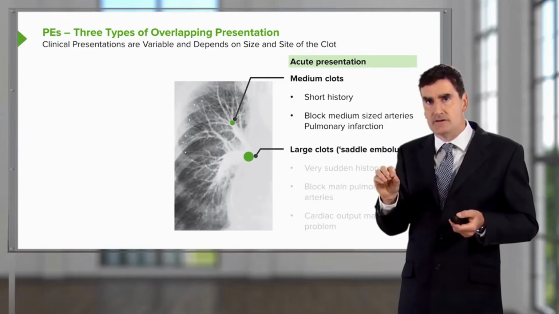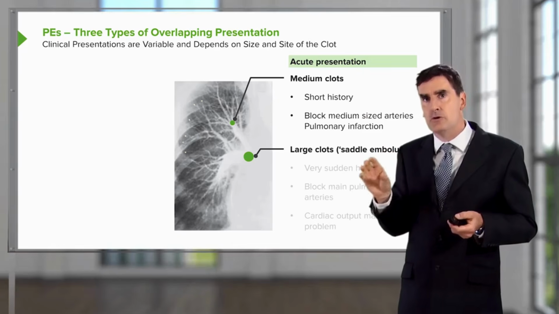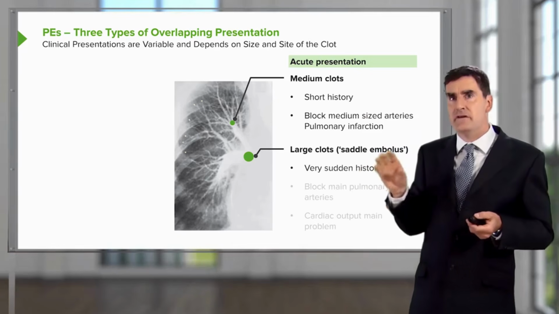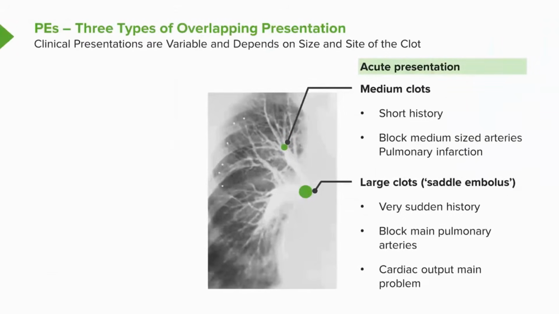A large clot, large enough to block a pulmonary artery, will have a very sudden history. And the main problem these patients will present with is the cardiovascular disturbance from blocking the pulmonary artery. The whole of the body's circulation goes through the pulmonary arteries, and therefore if you make a significant obstruction to that, then that's going to have very marked effects on your blood pressure and your cardiovascular function.